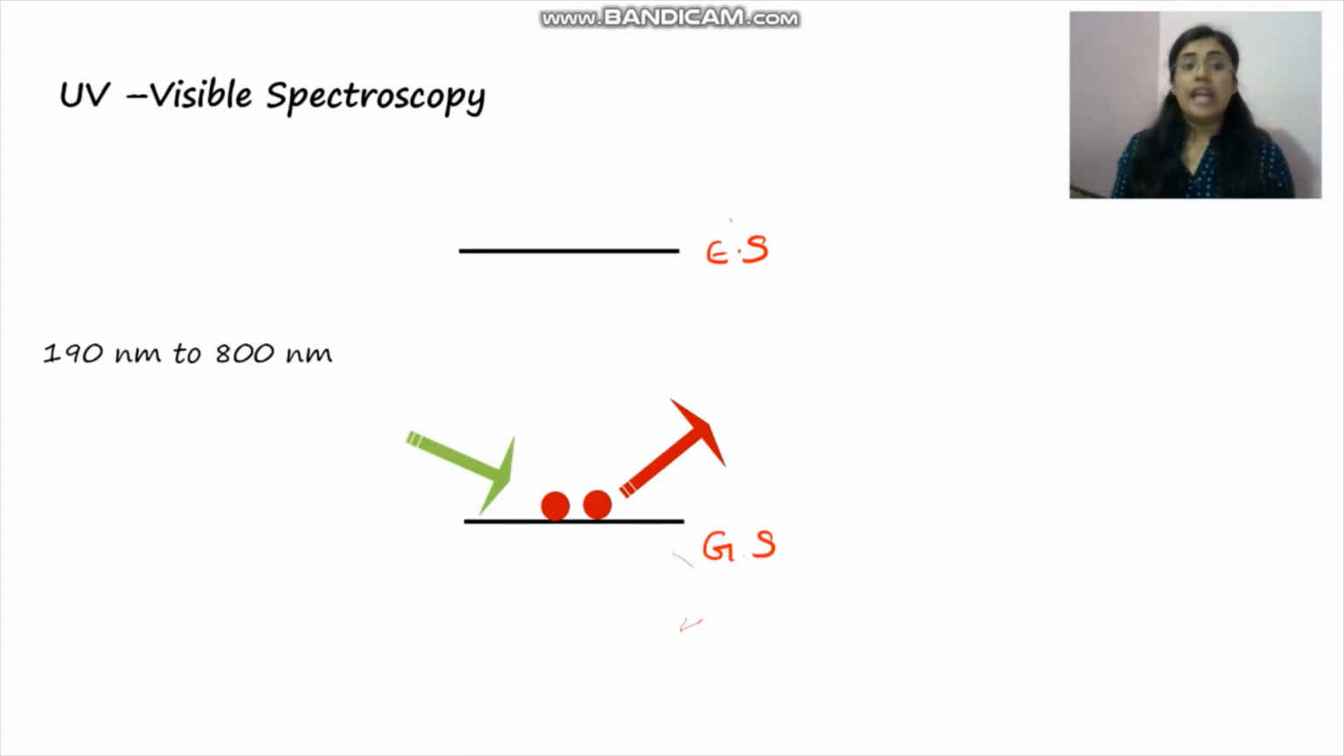Now, like we have other spectroscopies also. We have rotational spectroscopy, vibrational spectroscopy. In rotational spectroscopy, the transitions are taking place from the rotational levels. In vibrational spectroscopy, transitions take place from the vibrational levels. And in UV visible spectroscopy, or electronic spectroscopy, transitions take place from the electronic levels. So what are those electronic levels and what are those transitions?